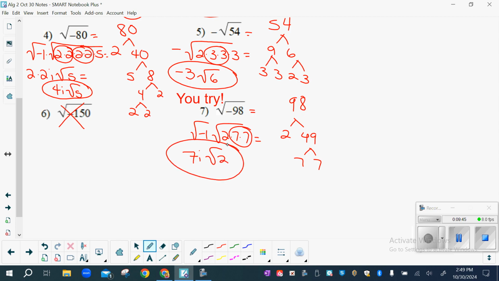Okay, so you should get an answer of 7i square root 2. Any questions on that before we move on to the next one?